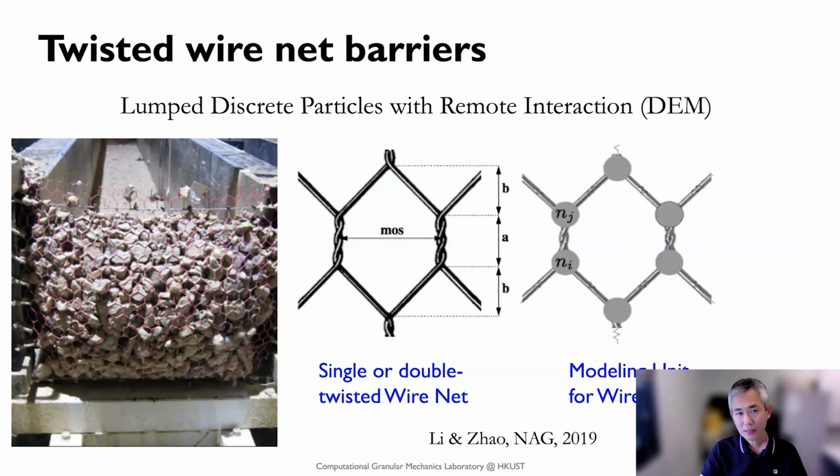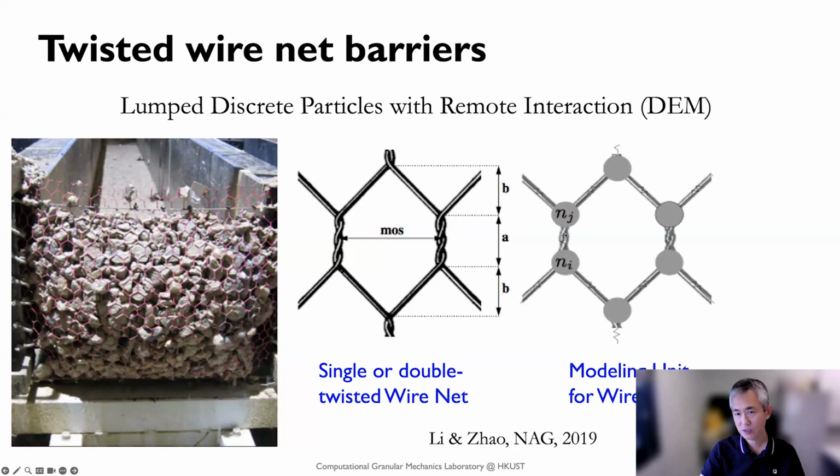And now let's look at how we can simulate the flexible barrier. For the twisted wire net barrier, indeed we have simulated it by DEM here. This is a typical unit that we consider for this twisted wire. And then what do we do for this unit element?